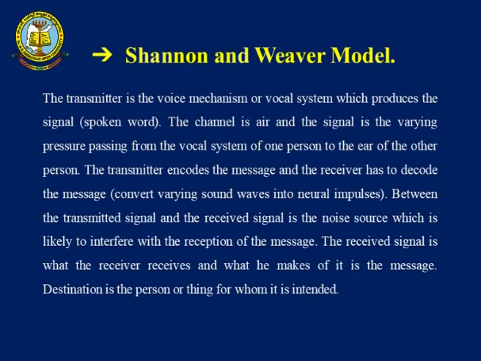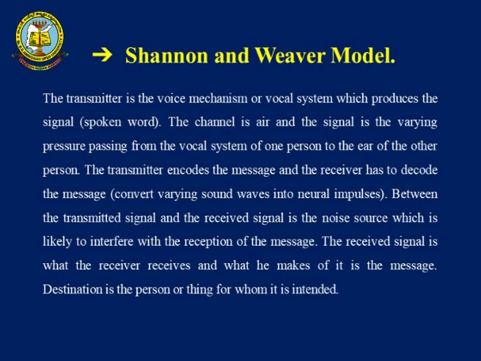Apart from that, the transmitter is the voice mechanism or vocal system which produces the signal. It could be the spoken word as we discussed. The channel is air and the signal is the varying pressure passing from the vocal system of one person to another. The transmitter encodes the message and the receiver has to decode the message, right?